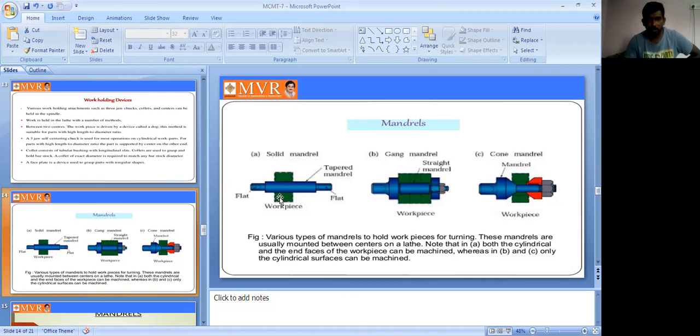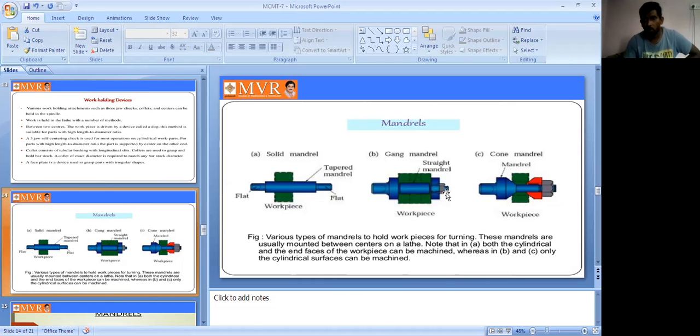This one we can call the workpiece. This is a taper mandrel. In the workpiece, we are fixing it with the mandrel. This one is a solid mandrel, this one is a gang mandrel, and we can see the workpiece here.